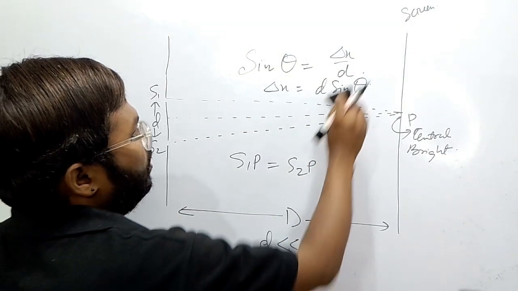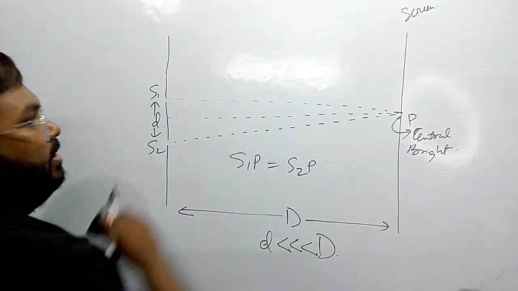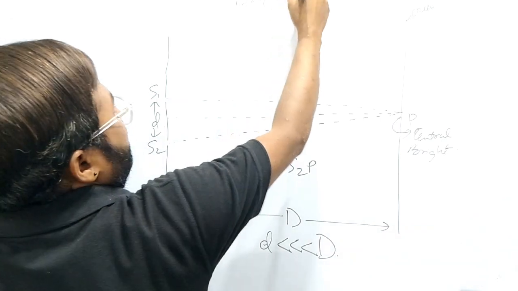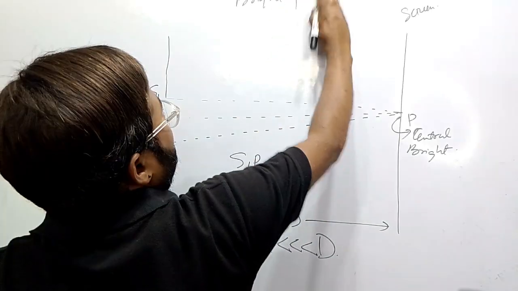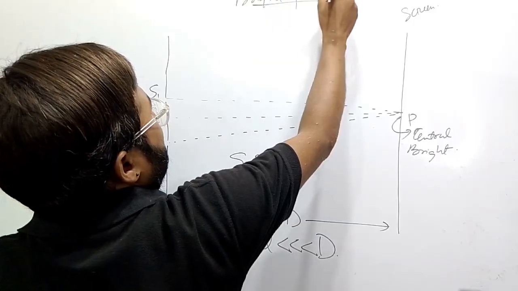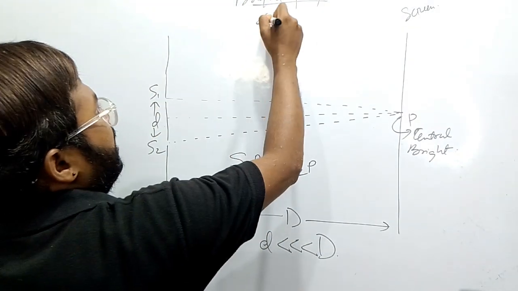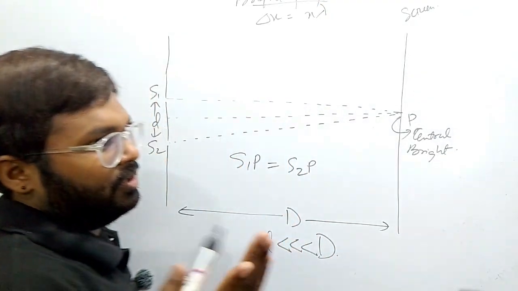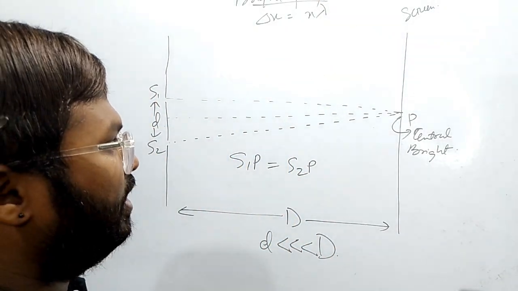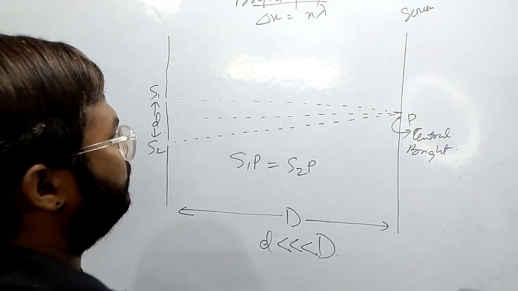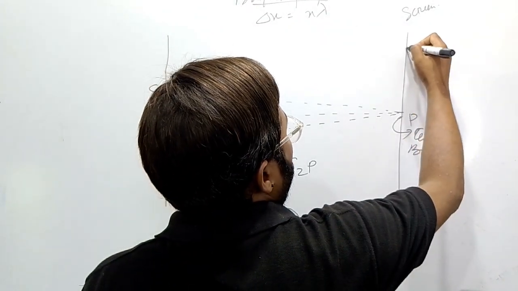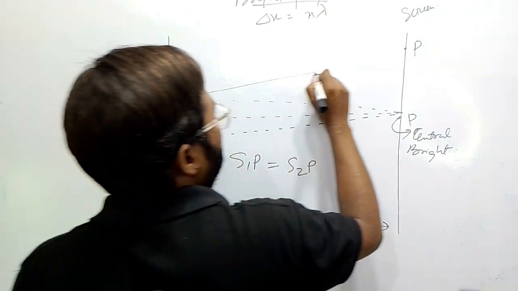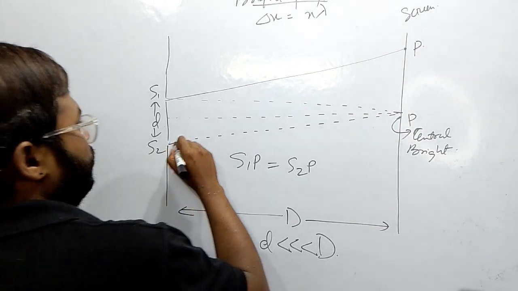Now let us consider bright fringes. For a bright fringe, you will have path difference n lambda, where n is 0, 1, 2, 3, 4, 5, 6. Clear now? So suppose this is the point P, source 1 and source 2.